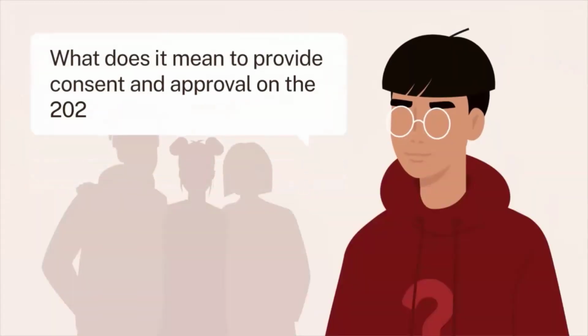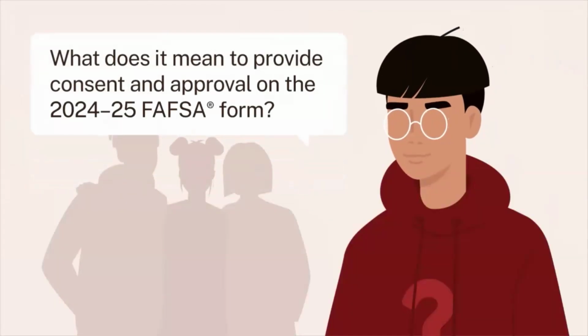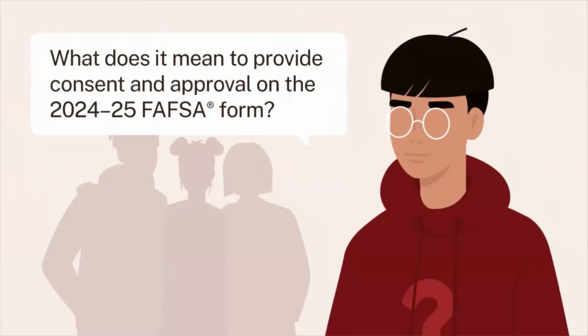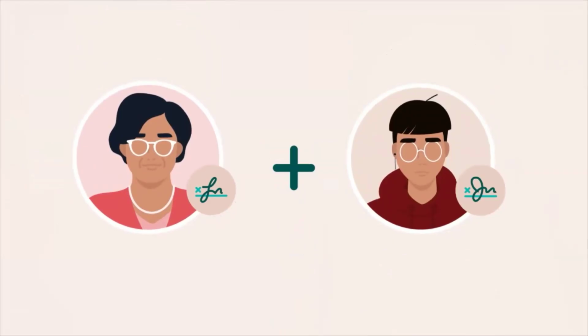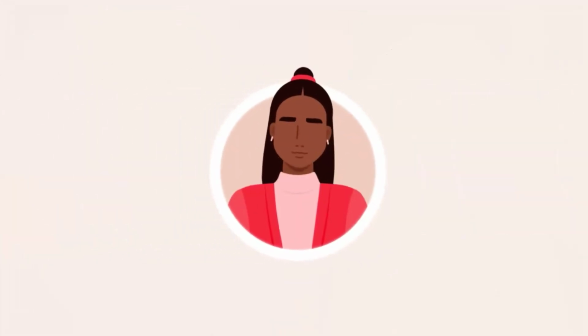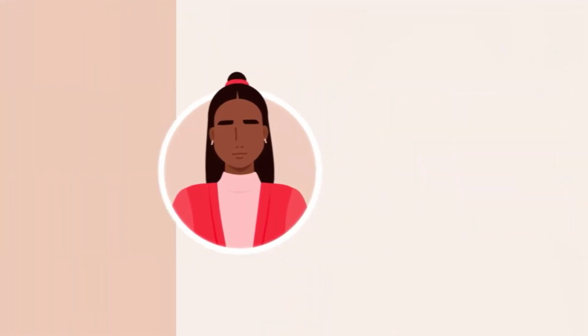Wondering what it means when you provide consent and approval on the 2024-25 Free Application for Federal Student Aid, or FAFSA form? For you to be eligible for federal student aid, you and your contributors must provide consent and approval on the 2024-25 FAFSA form. When you provide consent and approval, you agree to 5 things.